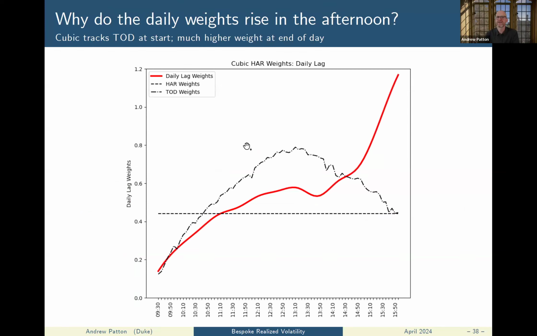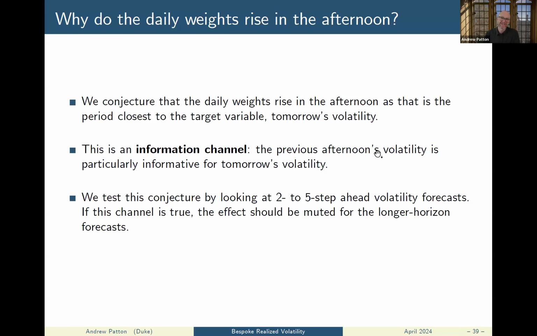So zooming in on that, the question is, what's going on at the end of the day? It's basically time of day weights at the beginning, but it goes up a lot towards the end. So our conjecture is that this is an information channel, and that is that the afternoon of the daily lag, this is yesterday afternoon relative to the target variable today. Yesterday afternoon is the part of the prediction sample that's closest to the target variable. So if volatility is persistent, it is conceivable that it links more closely to the afternoon than the morning, because the morning is 6 hours older than the afternoon.